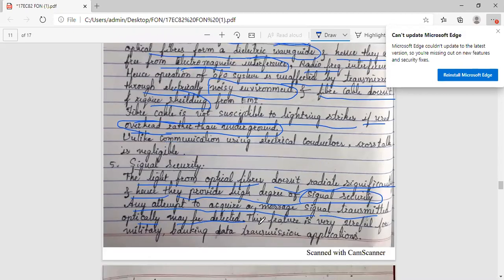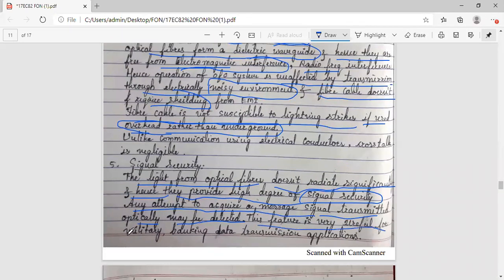So this feature makes the use of optical fiber more prominent in military applications and even banking, because there data security plays a very important role. In both sectors, the use of optical fiber communication is very prominent because of the signal security. It provides a high degree of security.